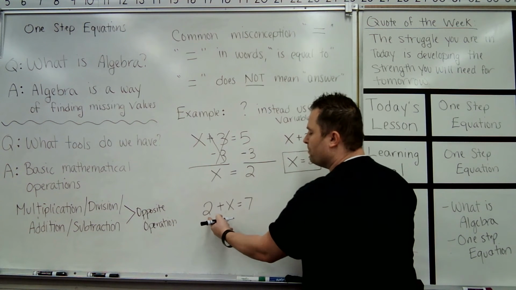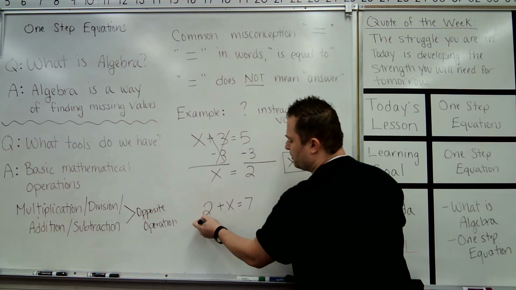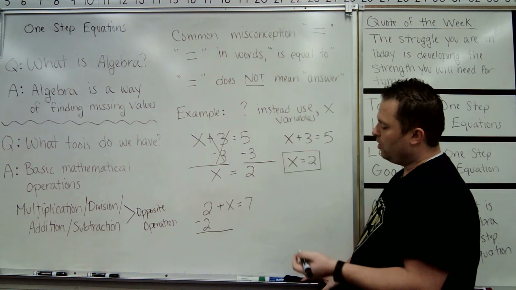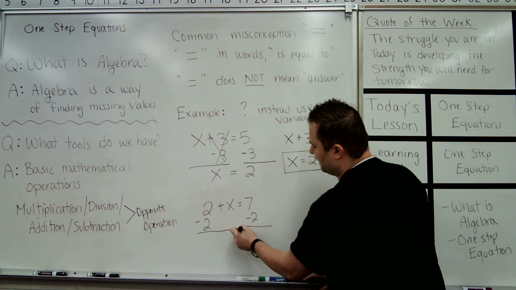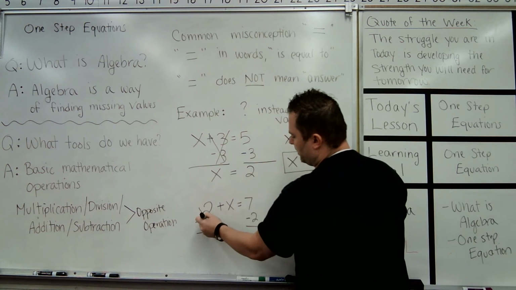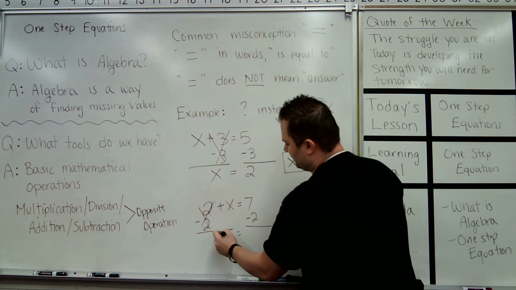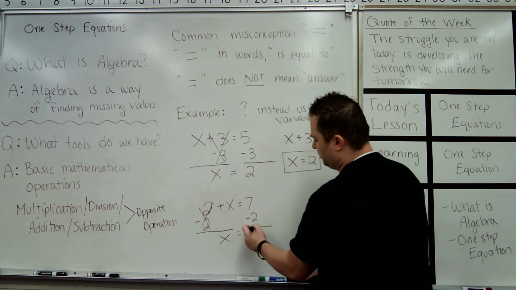So I'm going to remove this plus 2, this is a positive 2, with a subtraction. I'm going to subtract this 2 from one side of my equation. Whatever I do to one side, I have to do to the other to maintain that both sides are equal. 2 take away 2, they cancel out. I'm left with just plus x. So on this side, I have x. 7 minus 2 is 5.